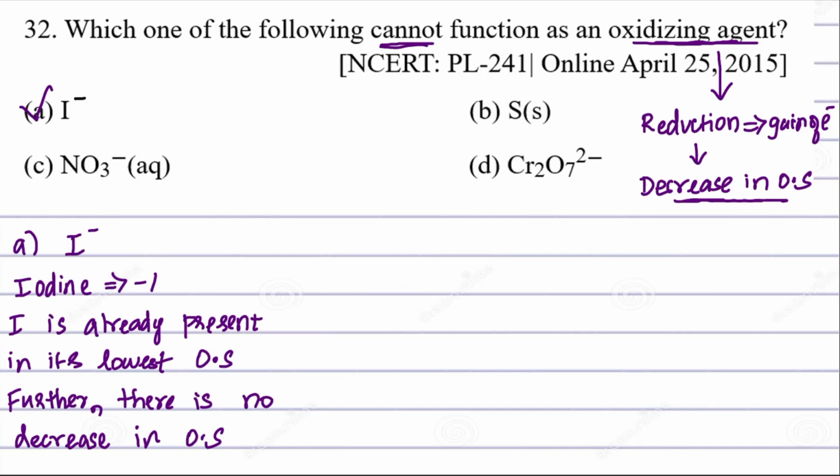Let us see the other options also. So the next option is sulfur. So in elemental form, sulfur is present in oxidation state 0.